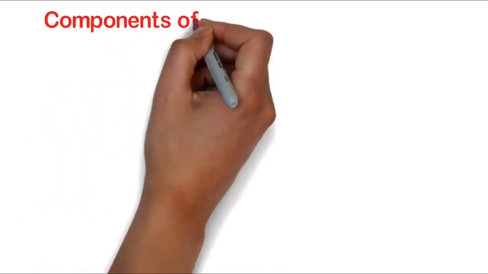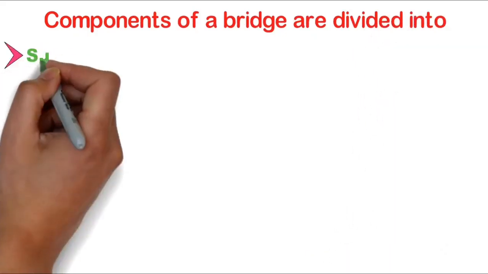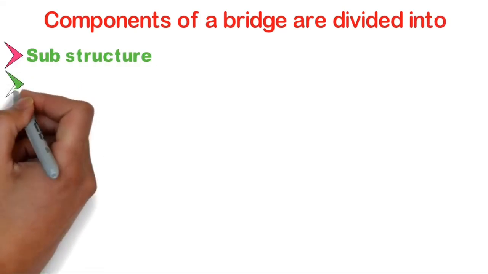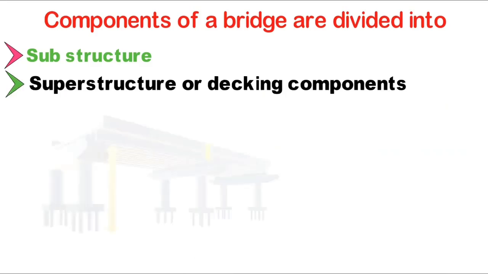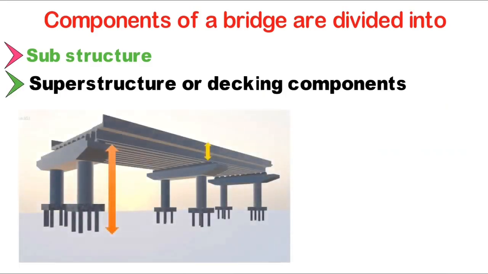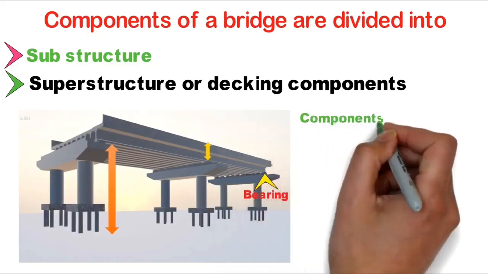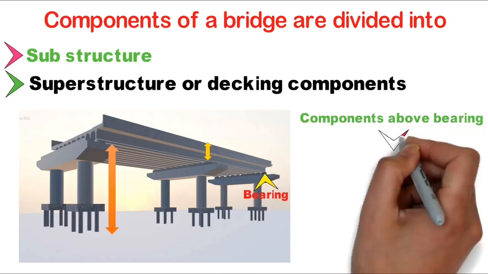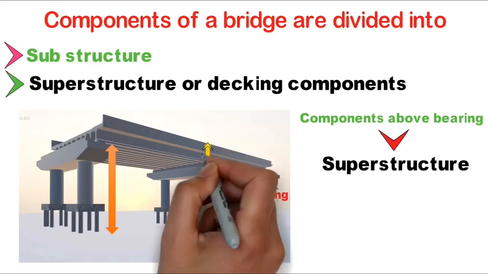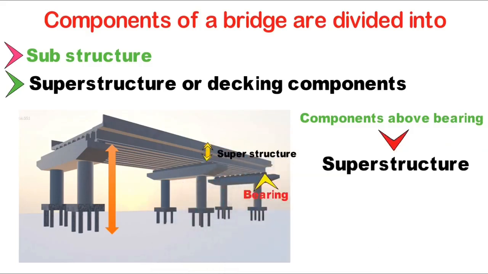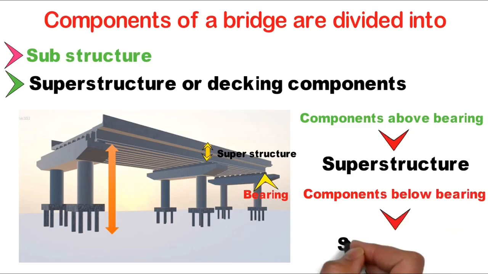The components of a bridge are broadly divided into substructure components and superstructure or decking components. This is a typical picture of a bridge, and here is the bearing area. Components above the bearing of a bridge are called superstructure, and components below the bearing are called substructure. This is the superstructure, and this is the substructure.